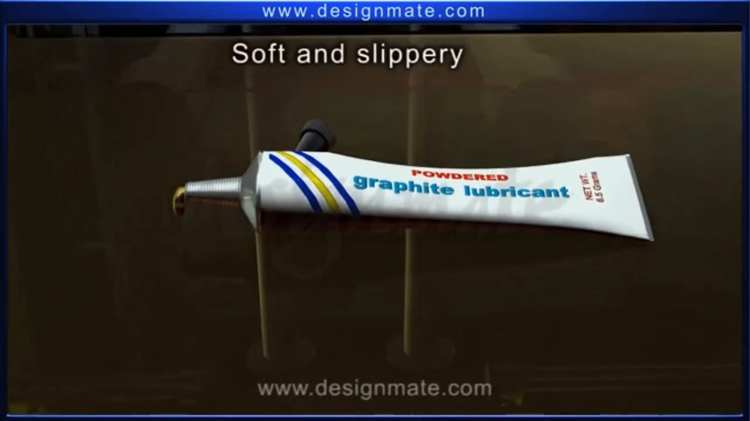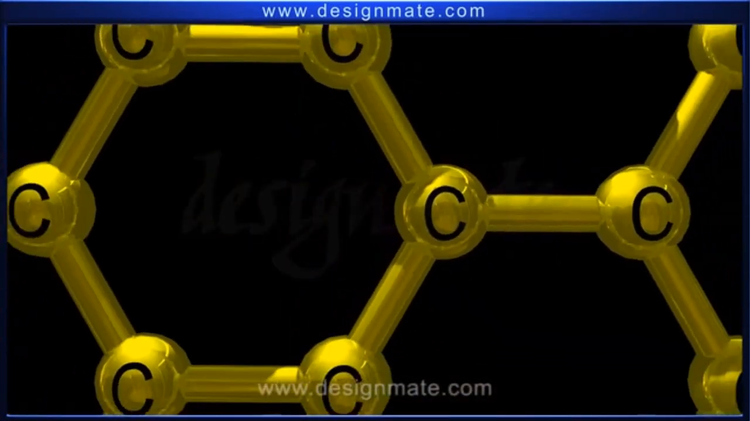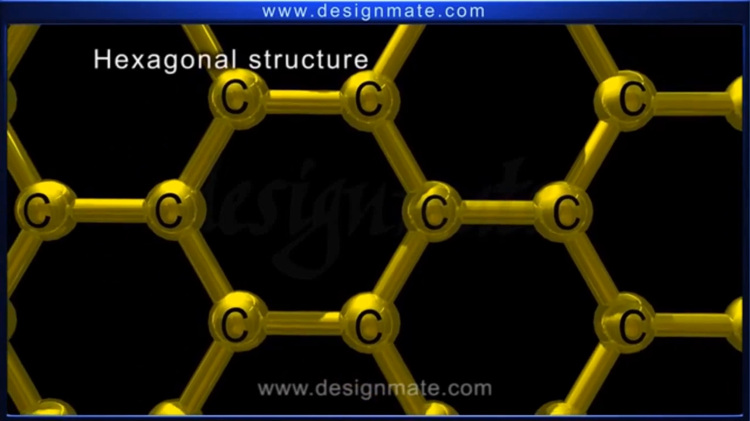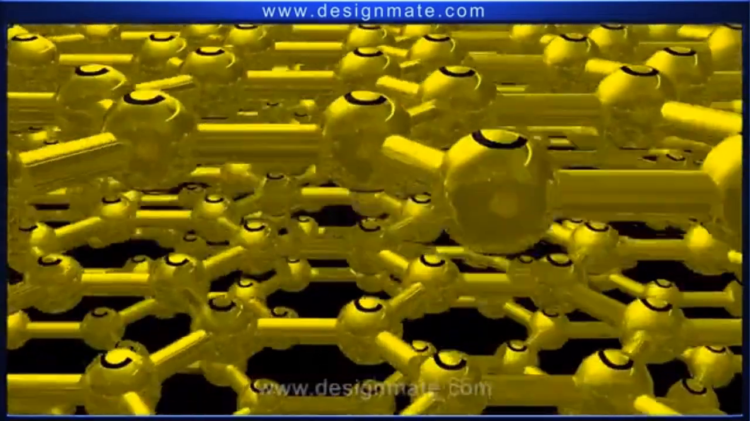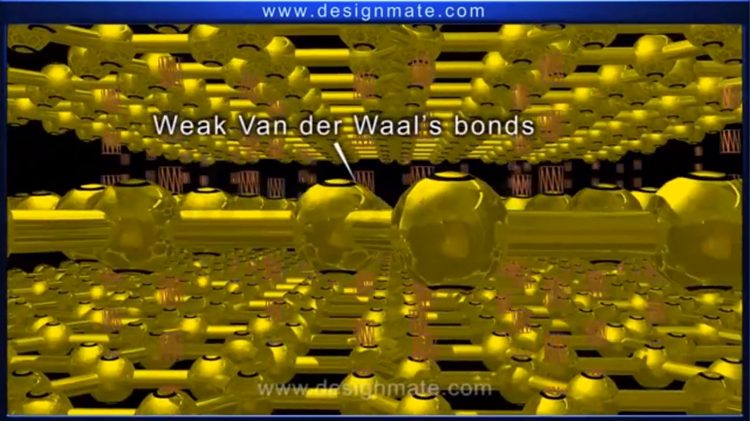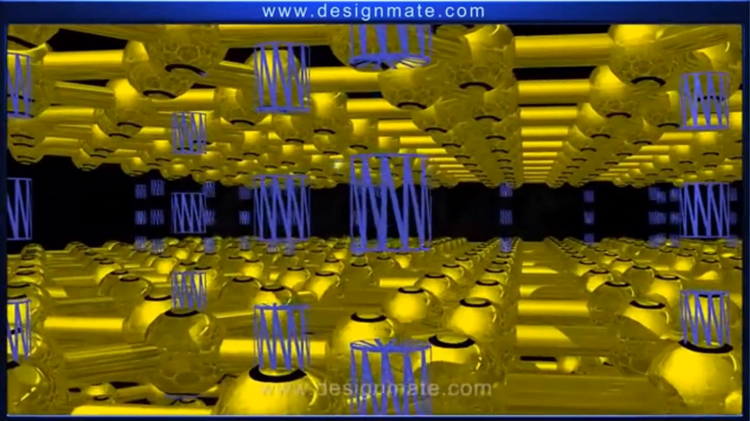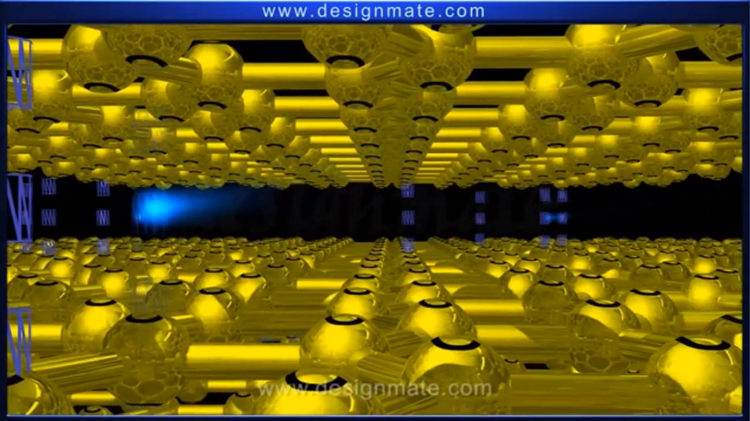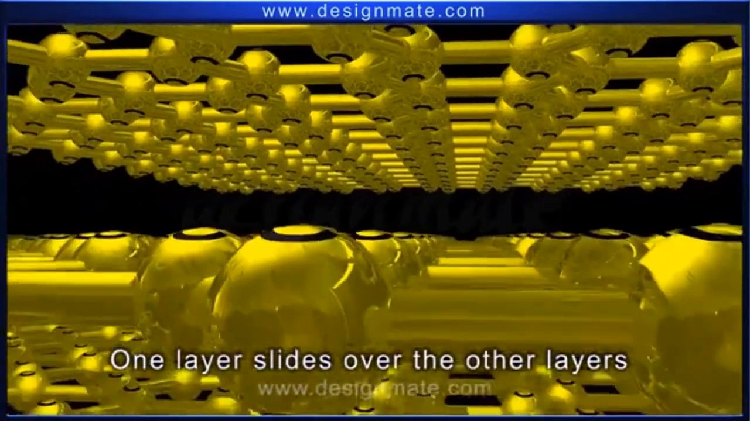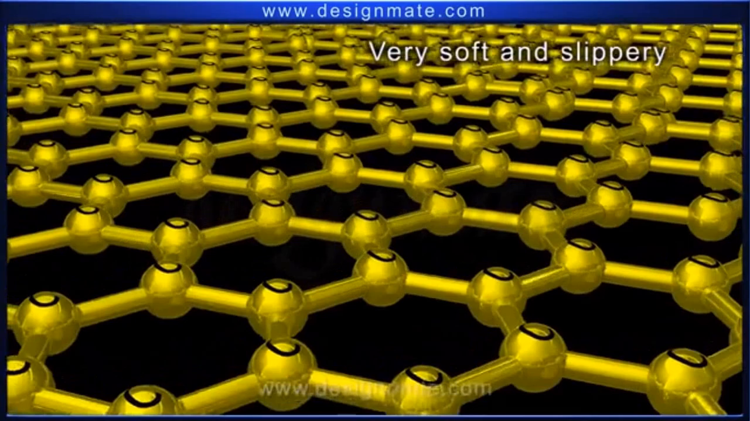Graphite is soft and slippery, thus used as a good lubricating agent. In graphite, carbon atoms form a hexagonal structure, which are held in different layers. There are weak van der Waals bonds between these layers. When an external force is applied, the van der Waals bonds cannot withstand the force, and one layer slides over the other layers. This makes graphite very soft and slippery.